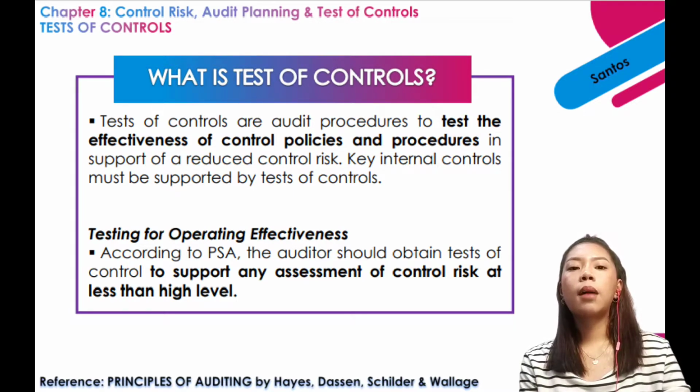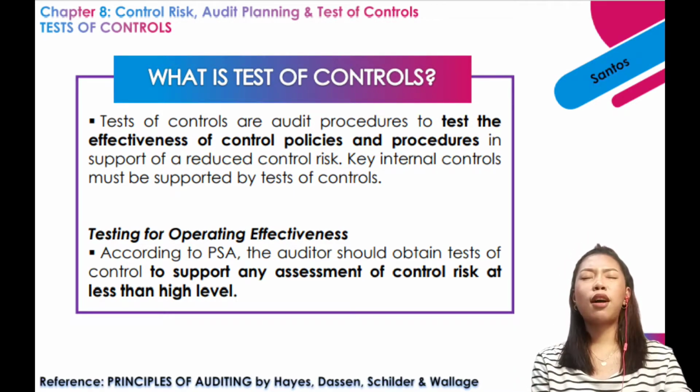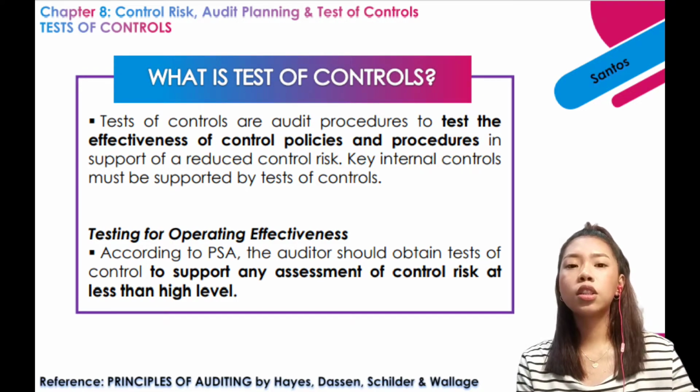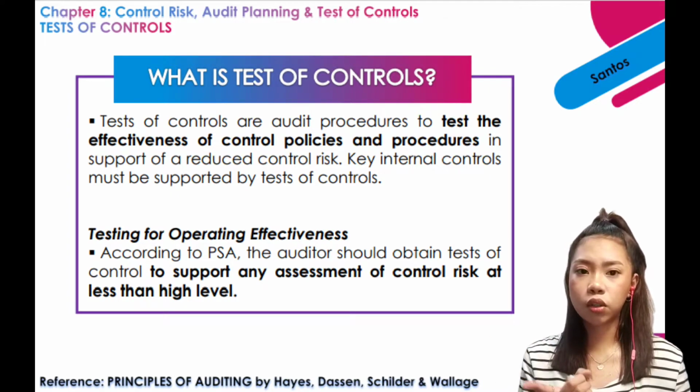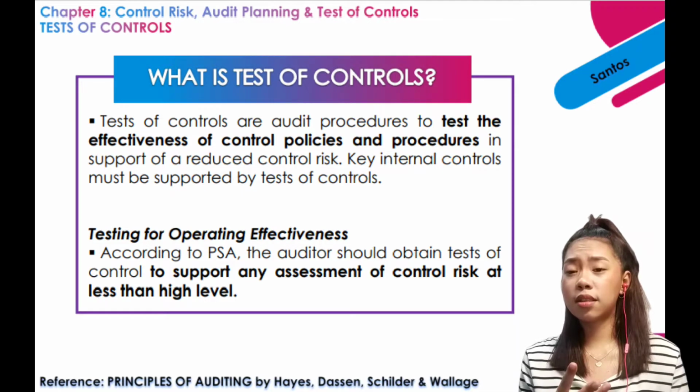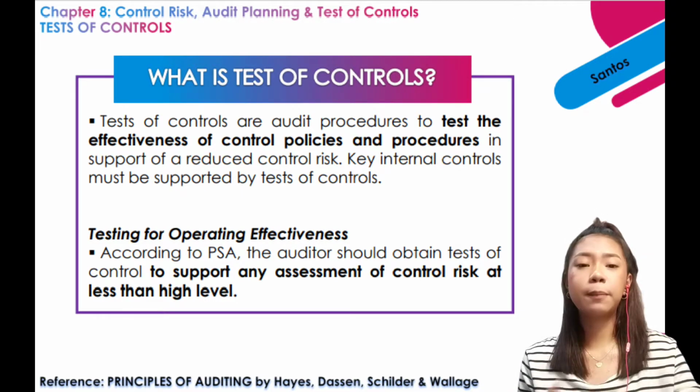When performing test of operating effectiveness of controls, the auditor obtains audit evidence about how was the control applied, by whom was the control applied, and was the control applied consistently.